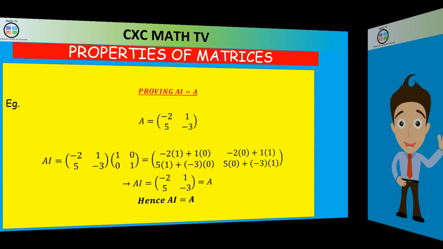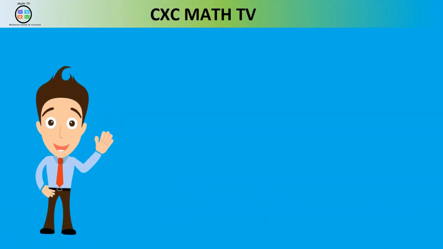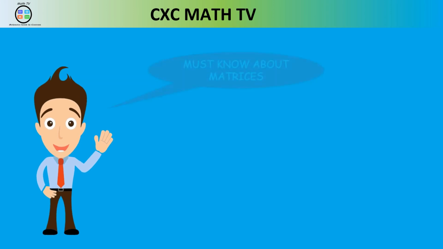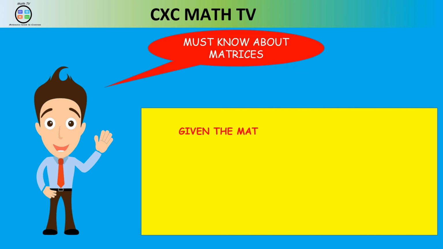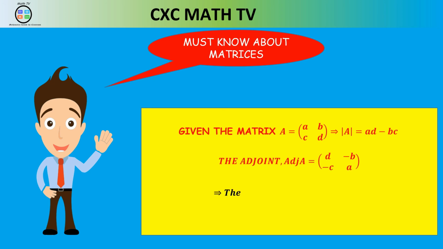So the takeaway from the video is, given the matrix A, the determinant is found by leading diagonals, the product A times D minus B times C. The adjoint of the matrix A is found by interchanging the leading diagonals and then multiplying the non-leading diagonals by negative 1. And then the inverse of a matrix, A inverse, is found by 1 over the determinant multiplied by the adjoint. That's what we should take away from this video.